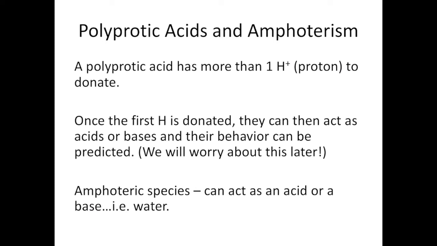So a polyprotic acid has more than one proton to donate. And once the first one is donated, then they become amphoteric, which we talked about a second ago. And so you can predict their behavior. A polyprotic is like, again, H2SO4, boric, H3BO3, phosphoric, H3PO4. They are also going to donate one at a time, and then it's always more difficult to get the second and third proton off than it is to take the first one.